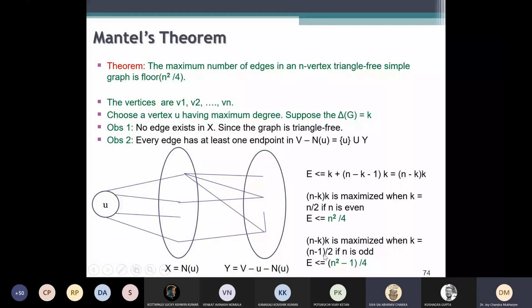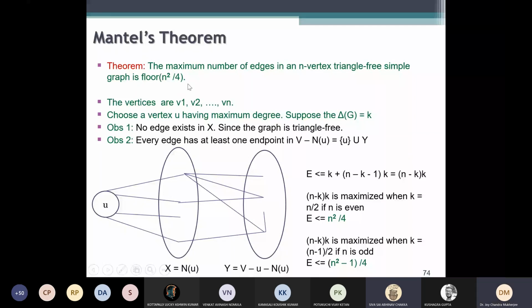Okay, so you put the value of k as (n minus 1) by 2, and it turns out to be (n square minus 1) by 4. In both of the cases, either you take n square by 4 or (n square minus 1) by 4, it is nothing but floor of n square by 4. So that is how we prove Mantel's theorem, that if you are given an n vertex triangle free simple graph, then the maximum number of edges is floor of n square by 4.